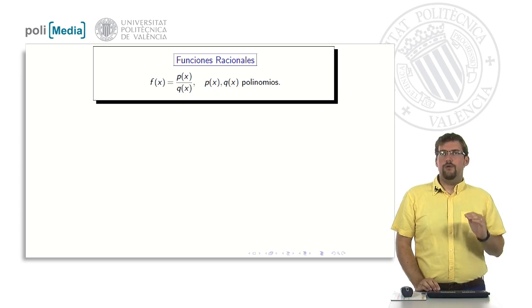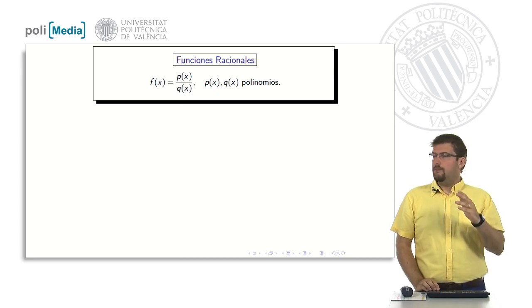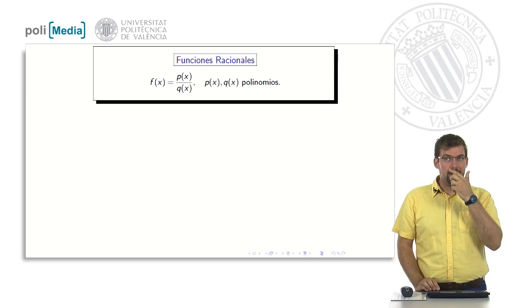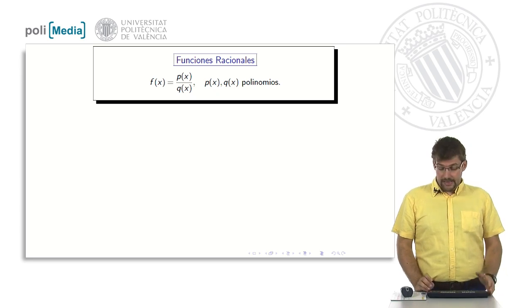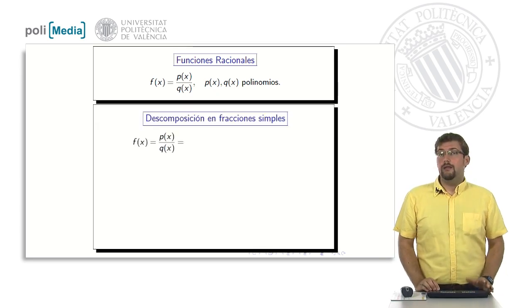What is a rational function? A rational function is simply a ratio of polynomials, with one polynomial in the numerator and another in the denominator. In this case, we have a polynomial p above and a polynomial q below. There is a very important result, at least in practice, which is the decomposition into simple fractions.